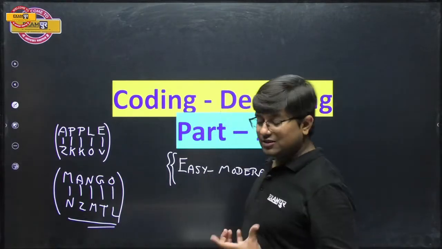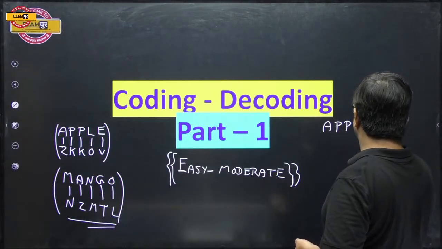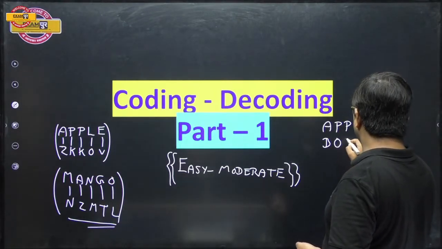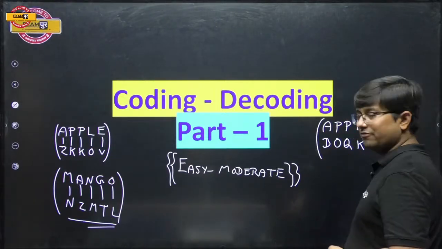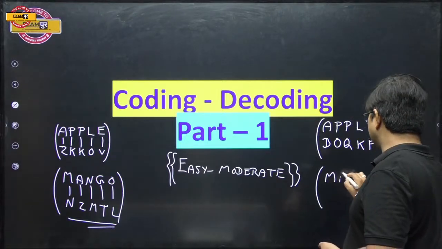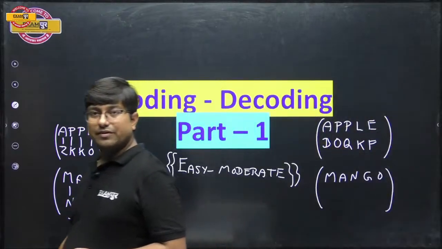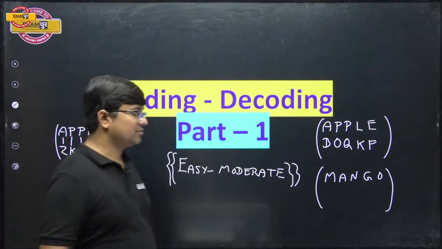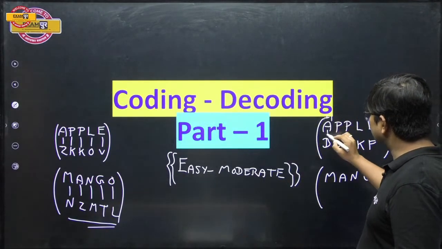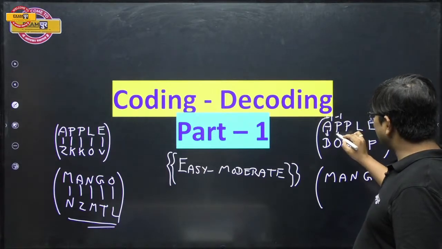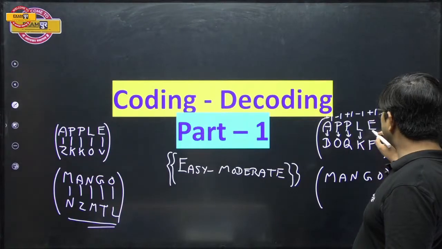Now, if suppose someone changes the logic and says that now apple is coded as BOQKF. Now how will mango be coded? All right, everyone. Now what is to be done? See, my dear students. Now the answer will be different because logic is different. Here A plus 1 is B. P 1 step backward is O. Again P 1 step forward is Q. L 1 step backward is K. E 1 step forward is F.